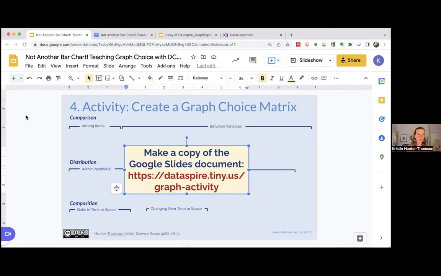Yes, Supreet, I will share the resource document with you. Just one second. Thank you for asking. Just had to find the link. There you go.